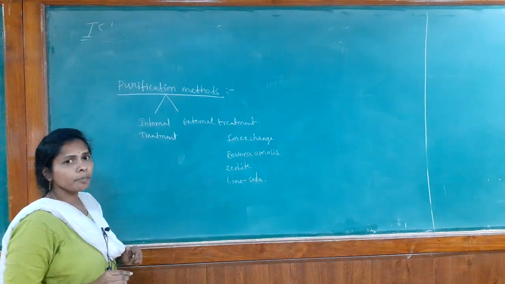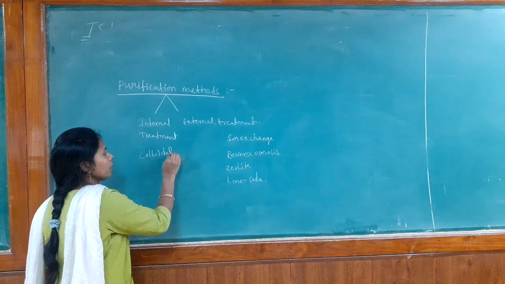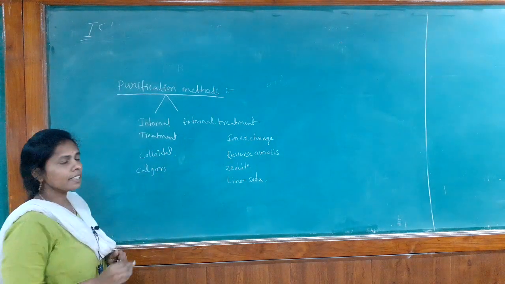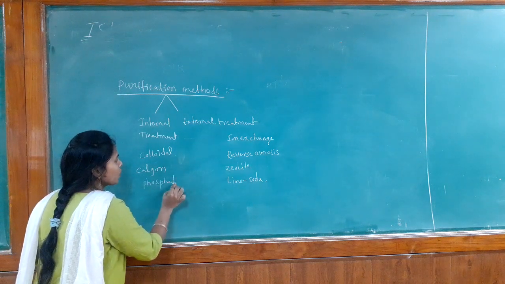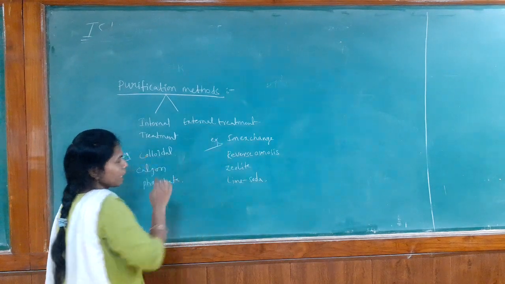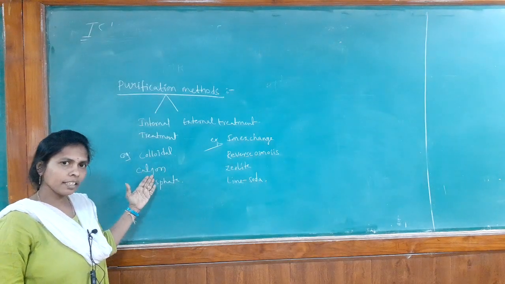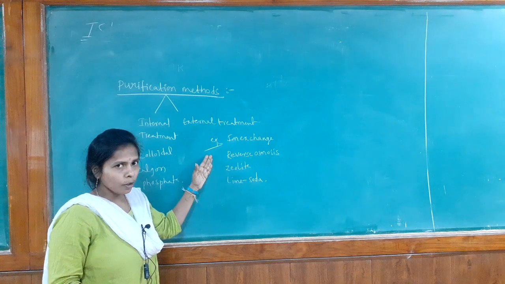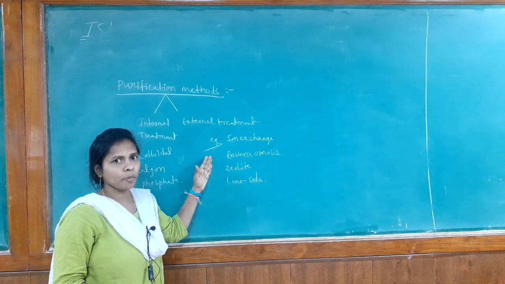Whereas internal treatments are colloidal treatment, Calgon treatment, and the other one is the phosphate treatment. So, these are the three internal treatments and these are the four external treatments. Examples of internal treatment: colloidal treatment, Calgon method and the phosphate method. In the external treatment: ion exchange method, reverse osmosis process, lime soda process and the zeolite process.